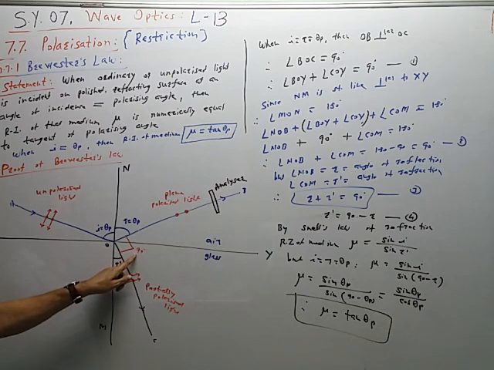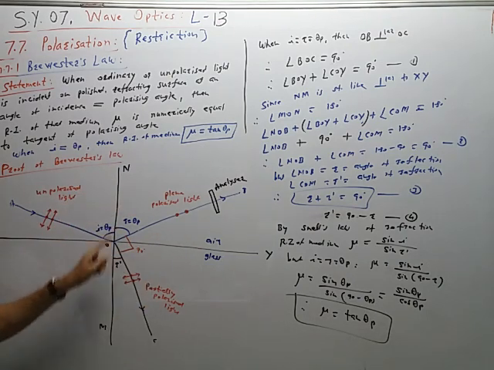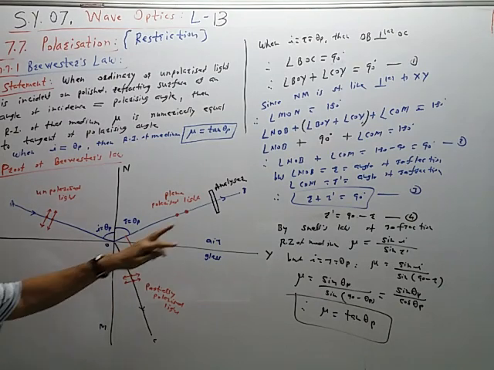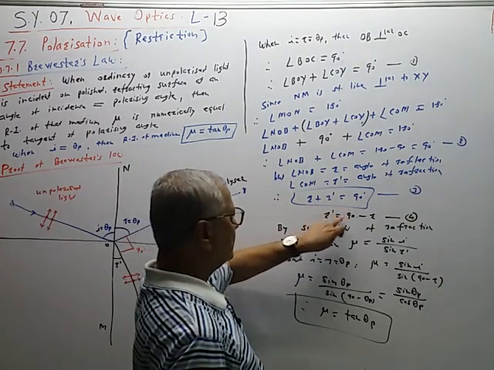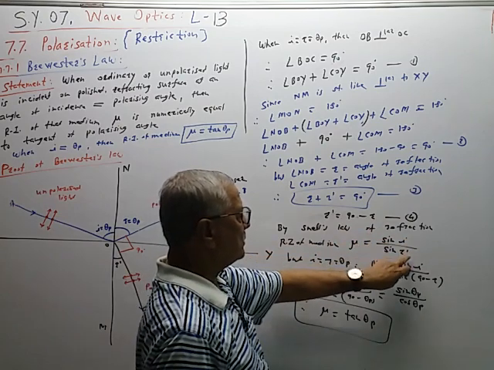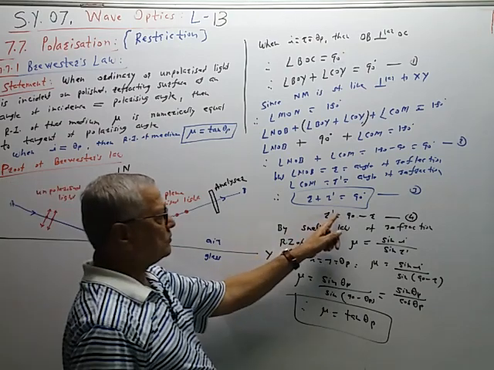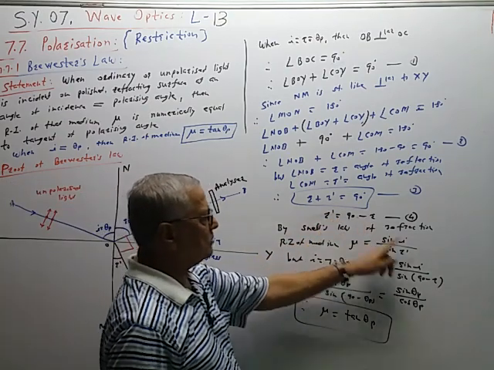So this angle is 90 degree and this total angle is 180 degree. So this plus this is equal to 90 degree. So r plus r dash is equal to 90 degree. Therefore r dash is equal to 90 minus r. By Snell's law, refractive index is equal to sin of i upon sin of r dash, angle of refraction. R dash is substituted from this equation, 90 minus r.